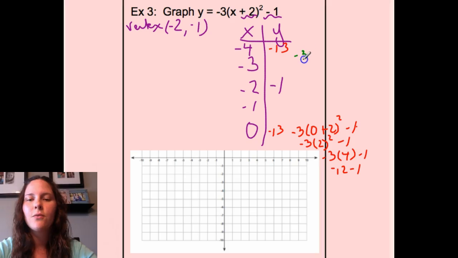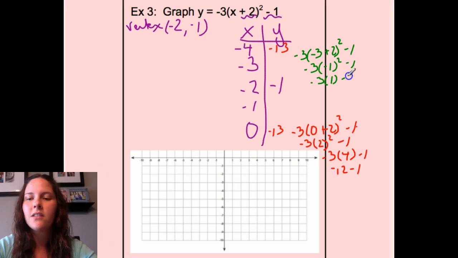Again, due to room for work, I'm going to substitute negative 3 this time. We get negative 3 times, substituting the negative 3 for x. Order of operations, inside the parentheses, we get negative 1. Squaring our negative 1, we get a positive 1. Multiplying our negative 3 by 1. And then finally subtracting 1, we get negative 4.